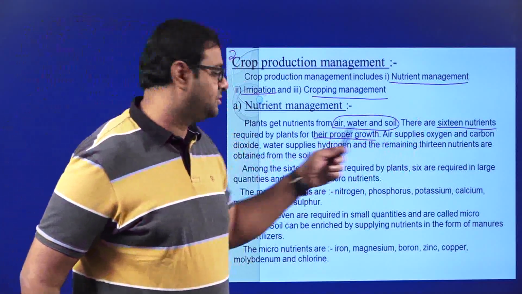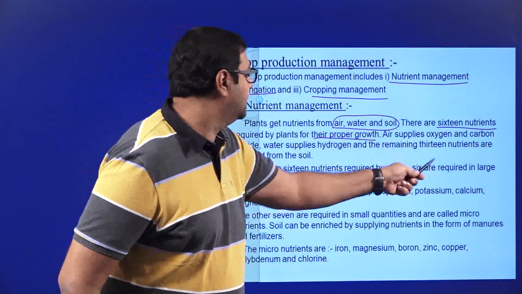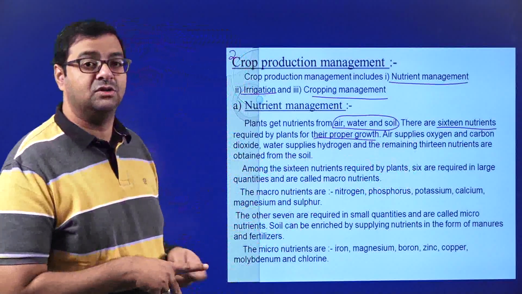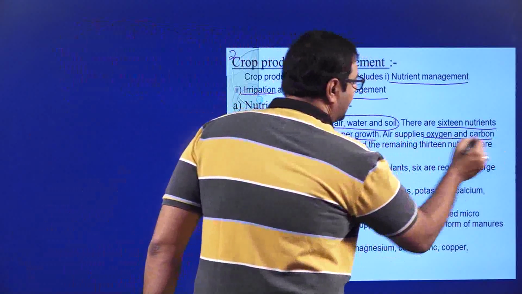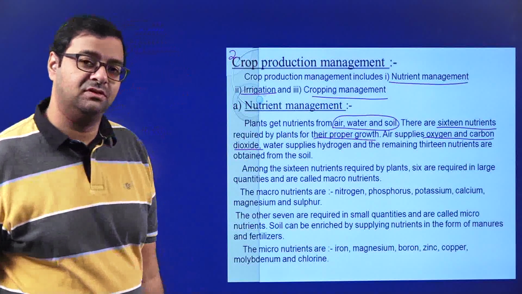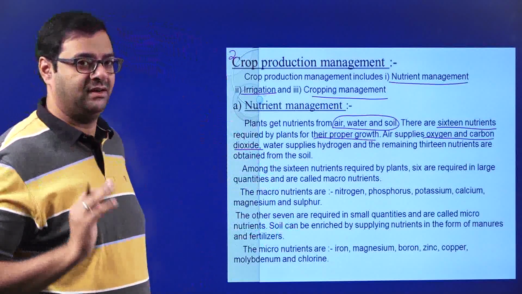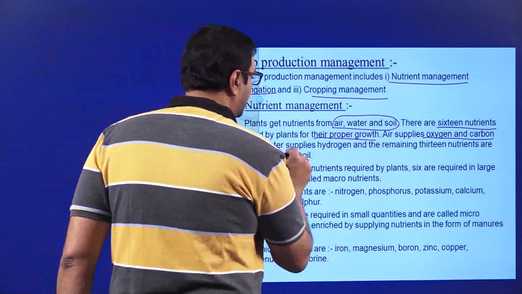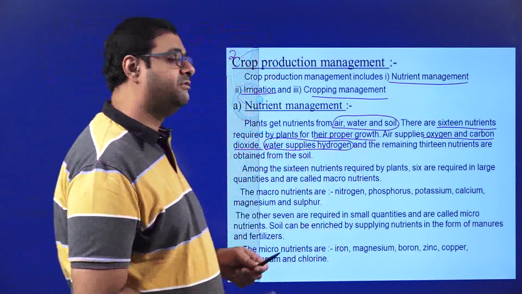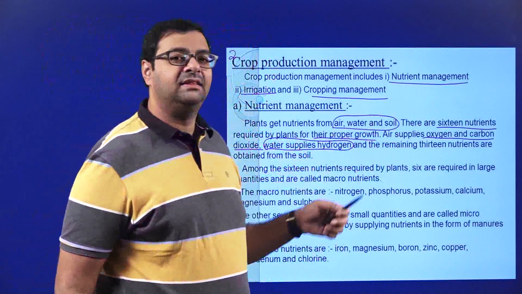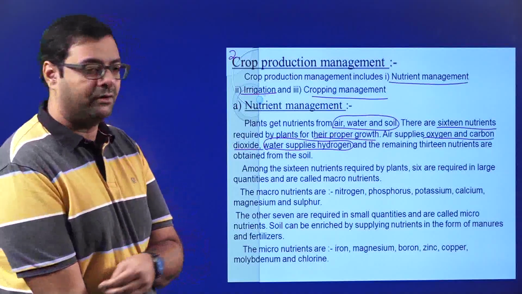Air supplies oxygen and carbon dioxide, water supplies hydrogen, and the remaining 13 nutrients are obtained from the soil. So that is why soil is very, very important. Air is supplying oxygen and carbon dioxide, by the process of photosynthesis of plants. Then you have water which is supplying hydrogen, which is very essential for the plant for its growth. And the remaining 13 nutrients are obtained from the soil.